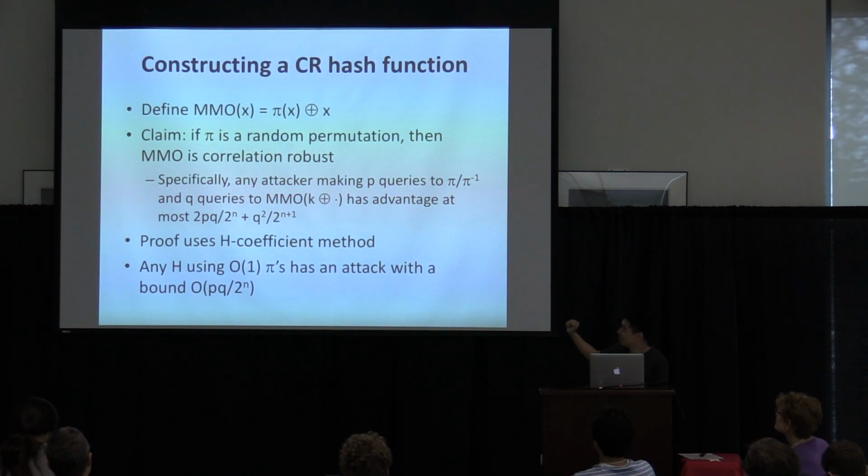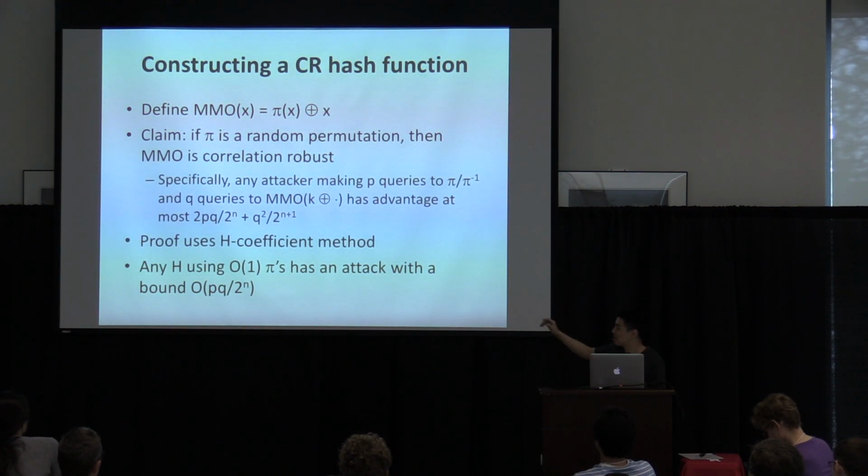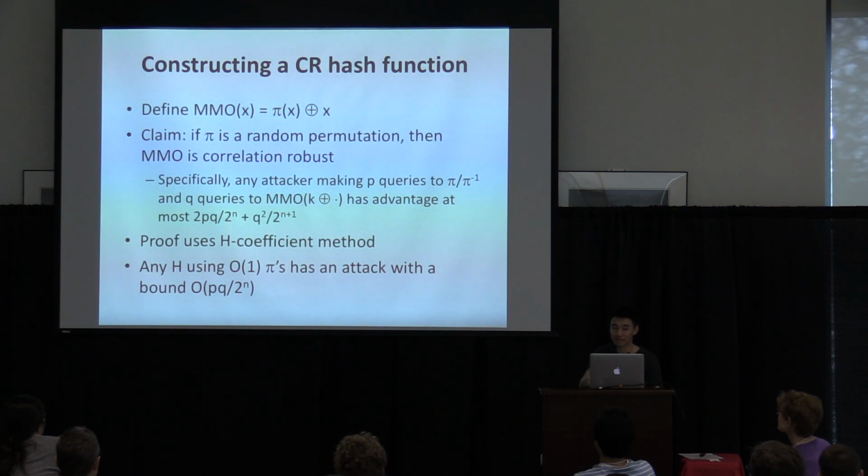So let me just give the conclusion over here. We first show that if we have a random permutation, then pi(x) XOR x is a secure correlation robust hash function with a concrete bound, where n is the size of the permutation. And we also showed that this is in some sense optimal: for any hash function instantiated using a constant number of permutations, there exists an attack, essentially a matching bound. So essentially you cannot really do better if we want to construct a correlation robust hash function from a random permutation.